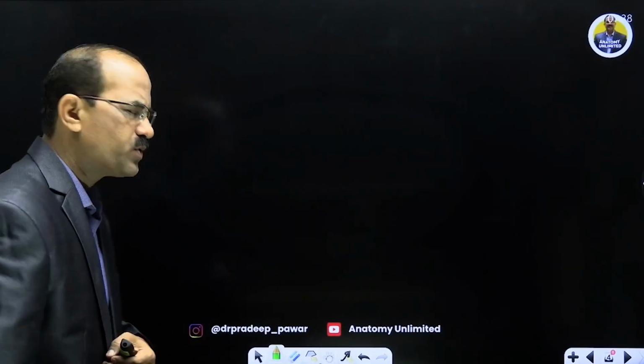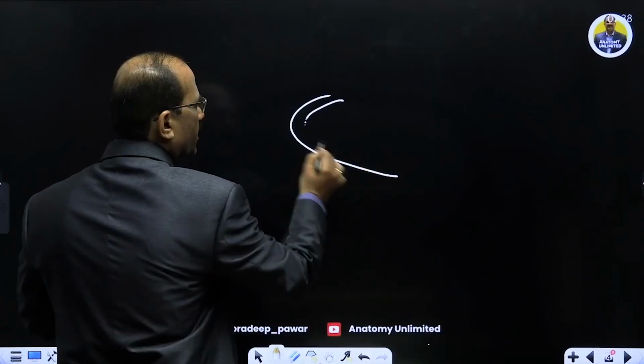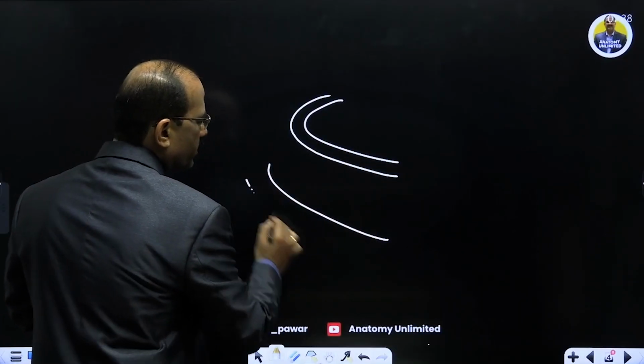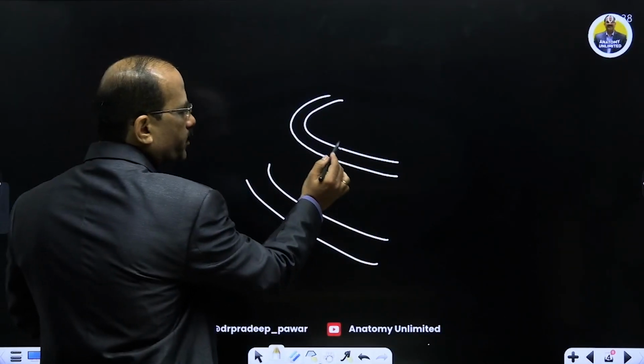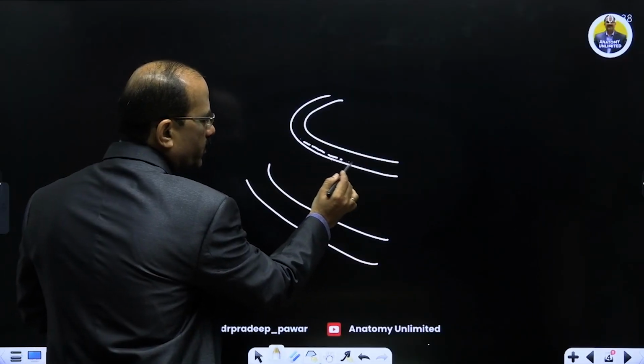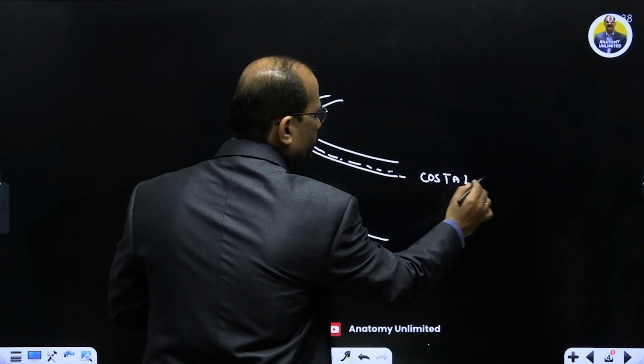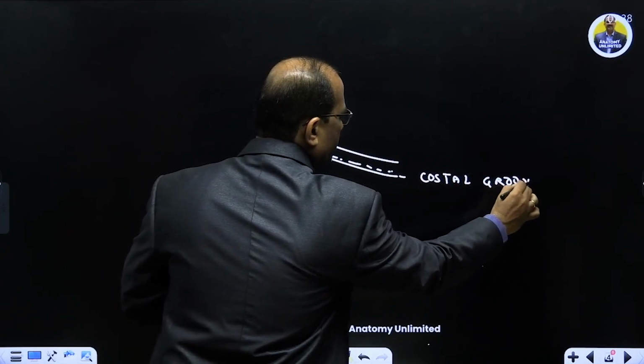Now, what do you think, students? Look, this is a rib here. That's an upper rib. This is the lower rib here. So, this is the upper border of the rib. That's a lower border of the rib. On the lower border of the rib, there's a groove. What is this groove known as? The costal groove.